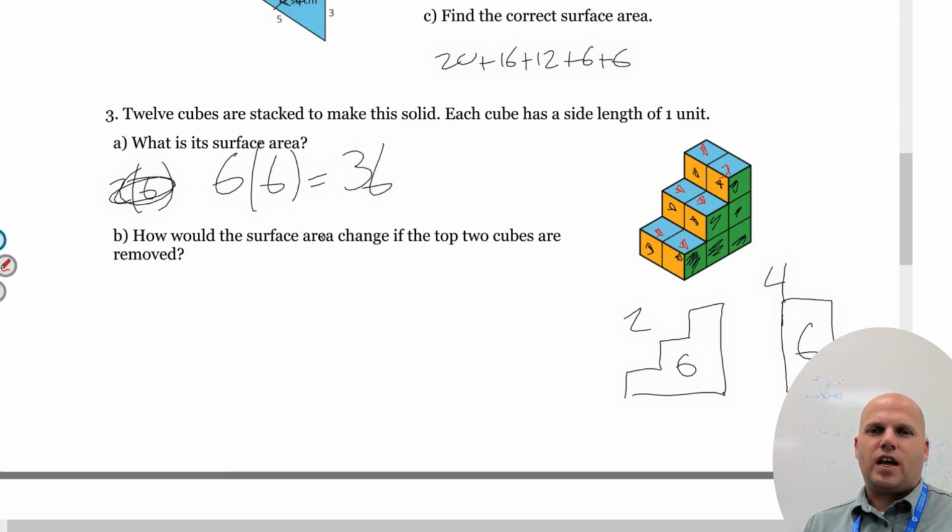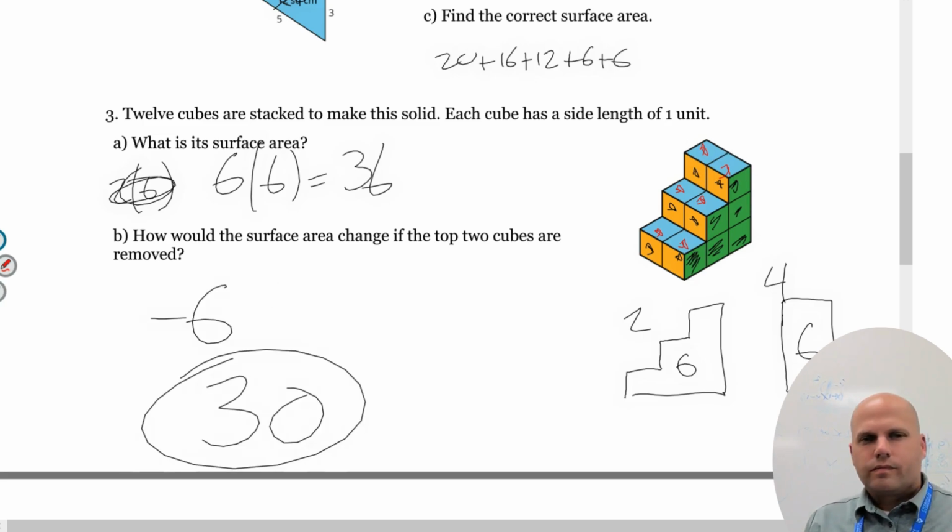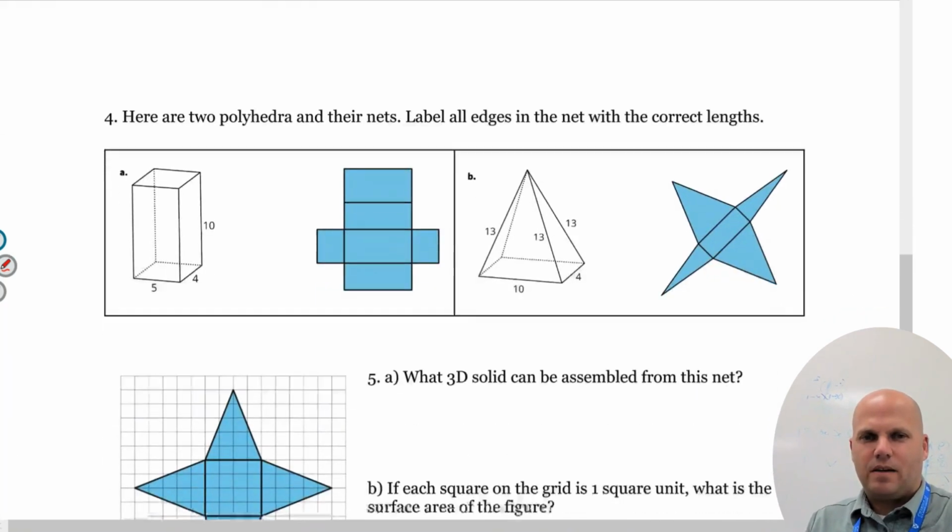How would the surface area change if the top 2 cubes are removed? Well, we wouldn't have the sides, but we'd keep the top. We wouldn't lose the bottom, so we would lose just the around the outsides. I'm thinking we're going to be minus 1, 2, 3, 4, 5, 6. It's just something to try and think about.